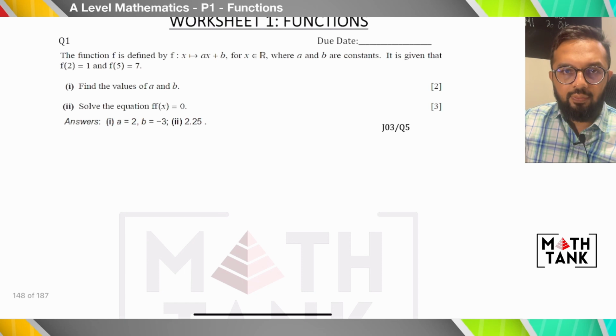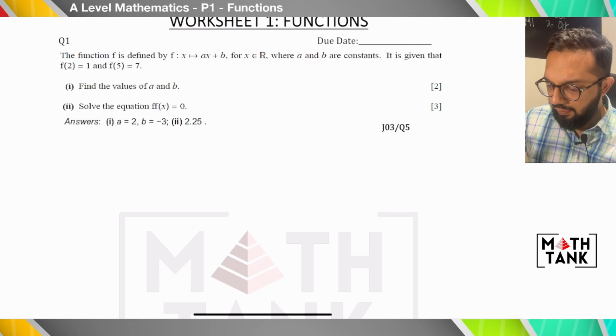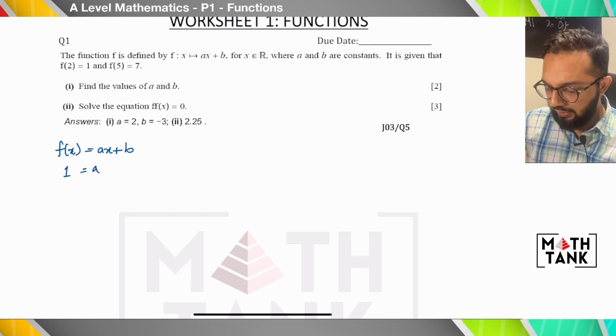Question number one says the function f is defined by f of x equals ax plus b, where x is an element of the set of real numbers and a and b are constants. It is given that f of 2 equals 1 and f of 5 equals 7. So I think this is a simple question on functions, and I can use x and y values. When the x value is 2, the y value is 1.